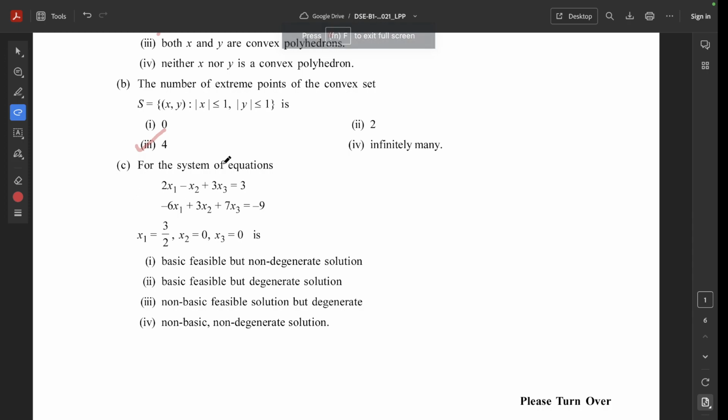Question C: for the system of equations, this and this, x1 equal to 3 by 2, x2 equal to 0, x3 equal to 0 is, the correct option is, a basic feasible but degenerate solution.